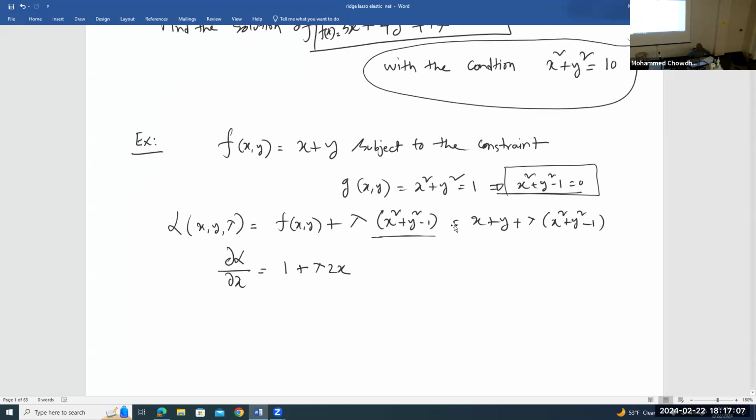Are you understanding this? Del lambda del of y, if we differentiate it, 1 plus lambda 2 of y, and then del lambda, if I do this, then it will be just x square plus y square minus 1. Do you agree with that?